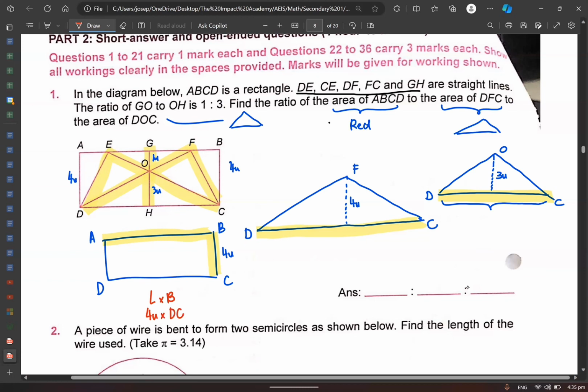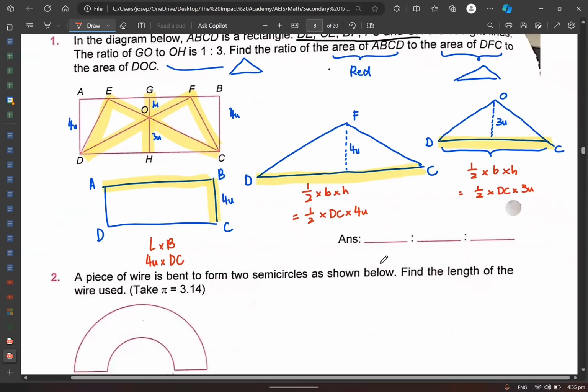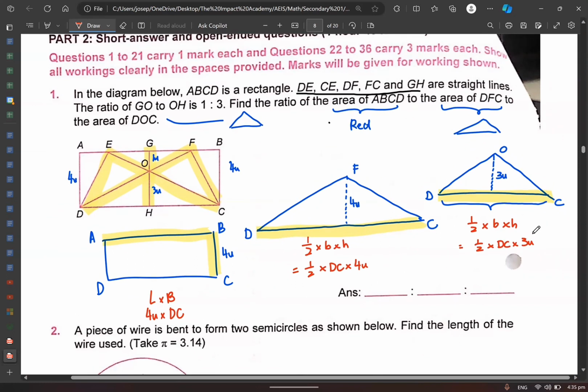Make sense? Now, when I look at DFC, what is the formula that I'm going to use? Half times base times height. What is my base? My base, once again, is DC. What is my height? I do not know the exact height, but I do know that in units, it is actually 4 units. And finally, for DOC, same thing, half times base times height. My base is DC, so I put DC over here. What is my height? My height is 3 units. Am I making sense here? I do not know the specific height, but I do know that in terms of units, it is actually 3 units.